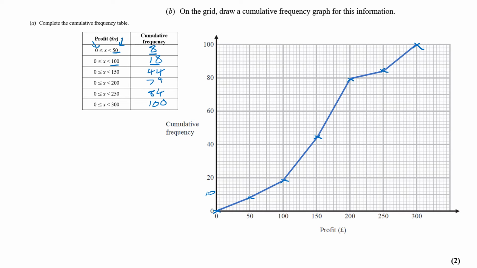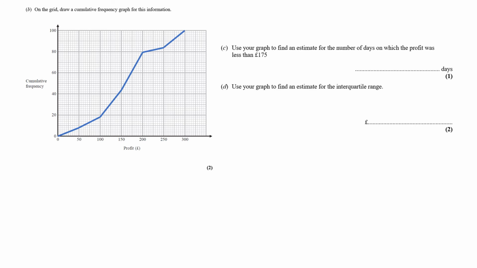Alright. So finally, we then have to estimate the number of days on which the profit was less than £175. So if we draw a line from £175 profit, you can see that is at the bottom of the graph. The profit is on the bottom. So draw a line up from £175 profit. Where that intersects our cumulative frequency graph, if we then draw a line to the left, we can read off the scale.